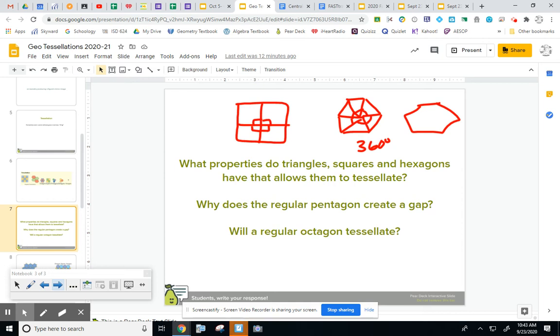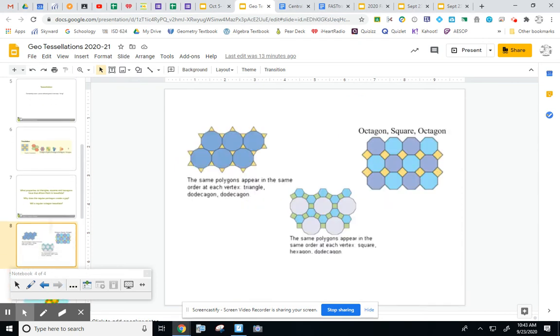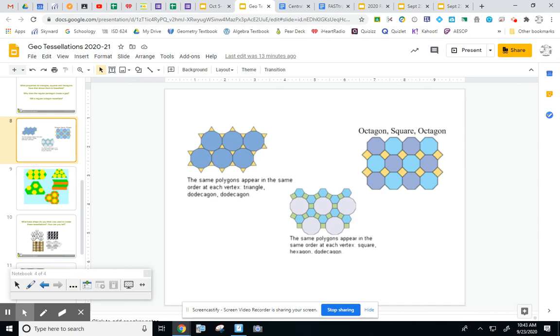Okay, so would a regular octagon tessellate? No, it would not. Okay, but an octagon could tessellate with another shape. Okay, so other shapes could tessellate together. So notice here we have a dodecagon with some triangles to help fill in the gaps. Okay, so those would tessellate. Obviously, a dodecagon would not tessellate by itself. Okay, but together with a triangle, they would form a nice tessellation.